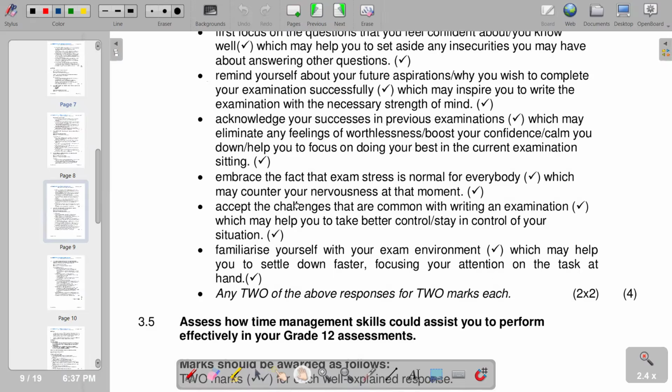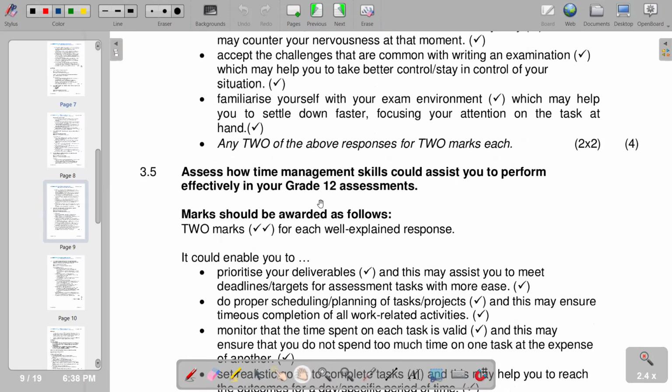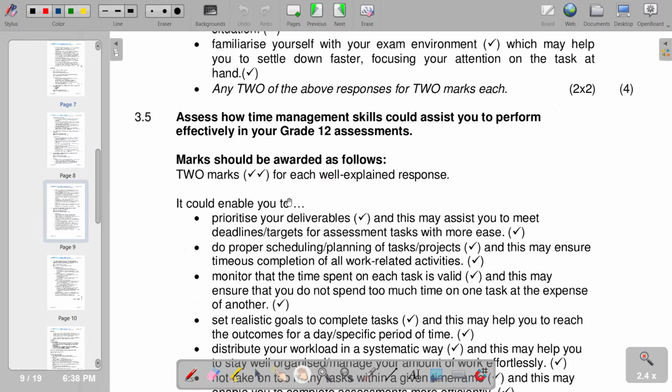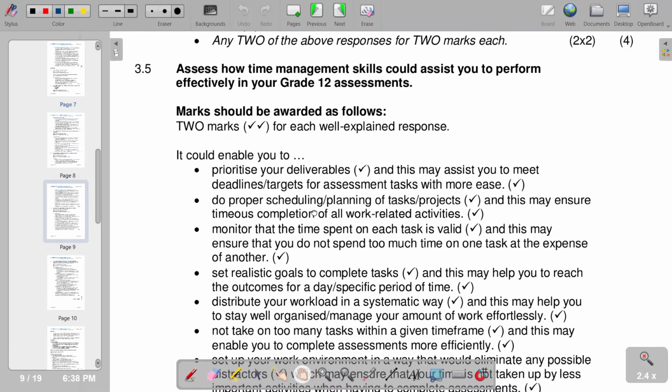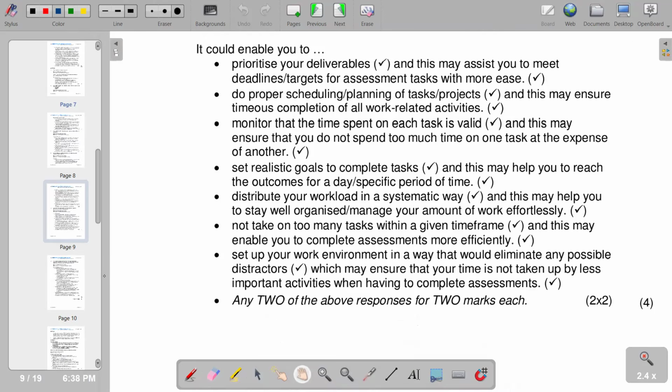Then on 3.5, it is assess how time management skills could assist you to perform effectively in your grade 12 assessments. So it could enable you to prioritize your deliverables, and this may assist you to meet deadlines or targets for assessment tasks with more ease. Or do proper scheduling or planning of tasks or projects, and this may ensure timely completion of all work-related activities. So we have further points that could also be correct.